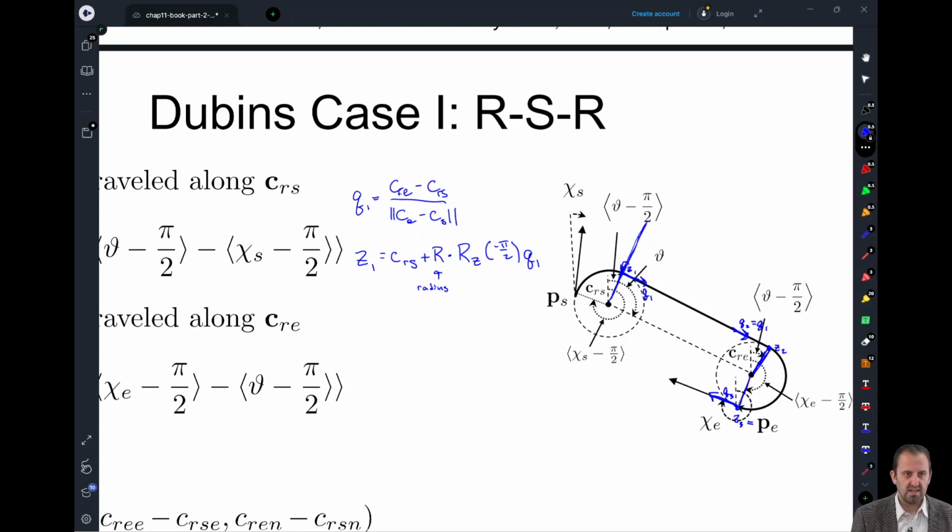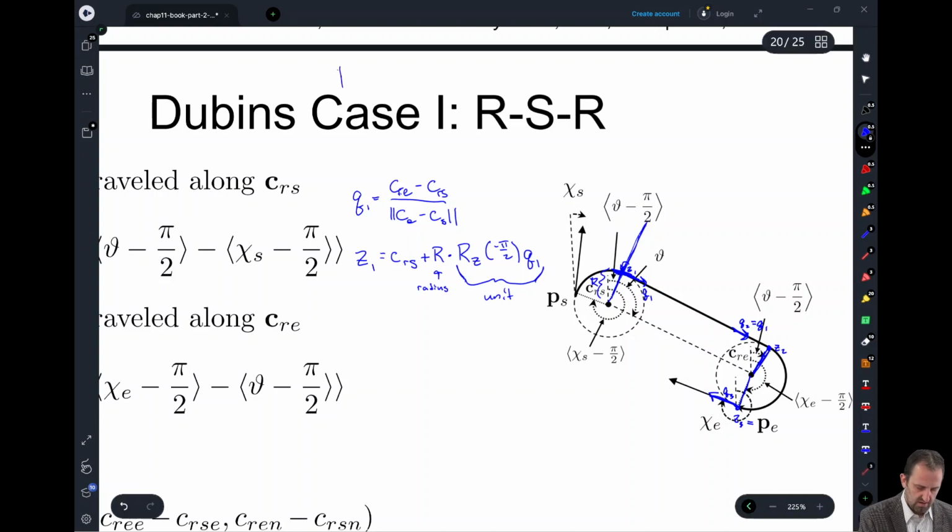Let's talk about it. This vector right here is a unit vector. So when we multiply it by R, we're going to be a distance of R from the center. So basically that's where the line is, right? Or where our point is. This distance right here is R. Now I'm going to rotate Q1 by negative pi halves.